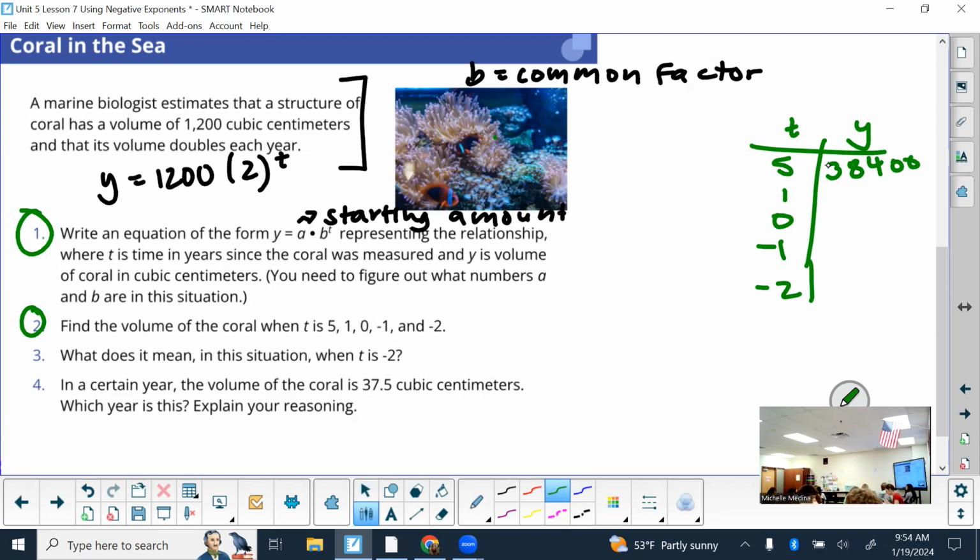Now, table 8, when the exponent is 1, what's my output? 2,400. Let's think about it. 2 to the first power is just 2. 2 times 1,200 is 2,400.